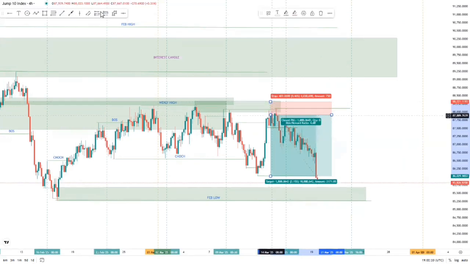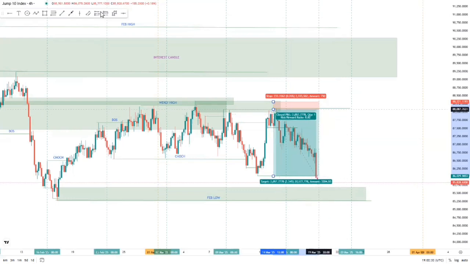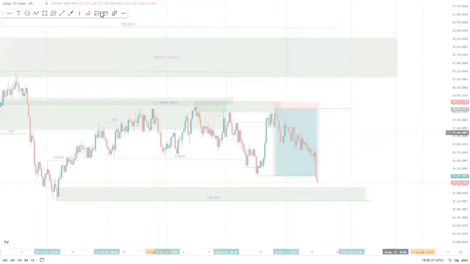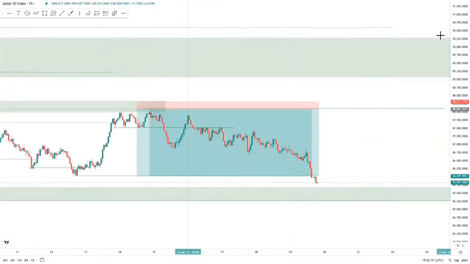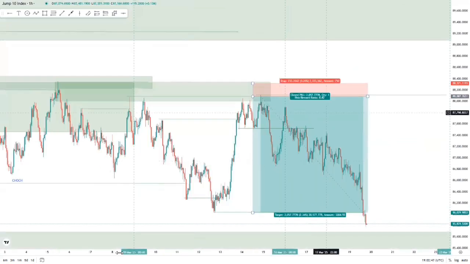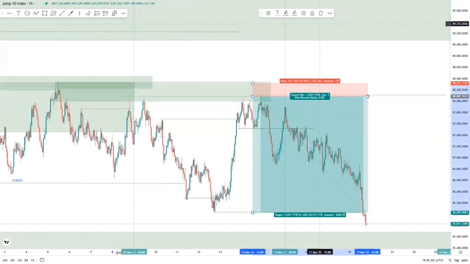But you need to have patience according to your account size. These are sniper entries, guys. So now I will go to the 1 hour time frame to show you the entry confirmation. I want you to see something, guys. So this was the movement, the move.